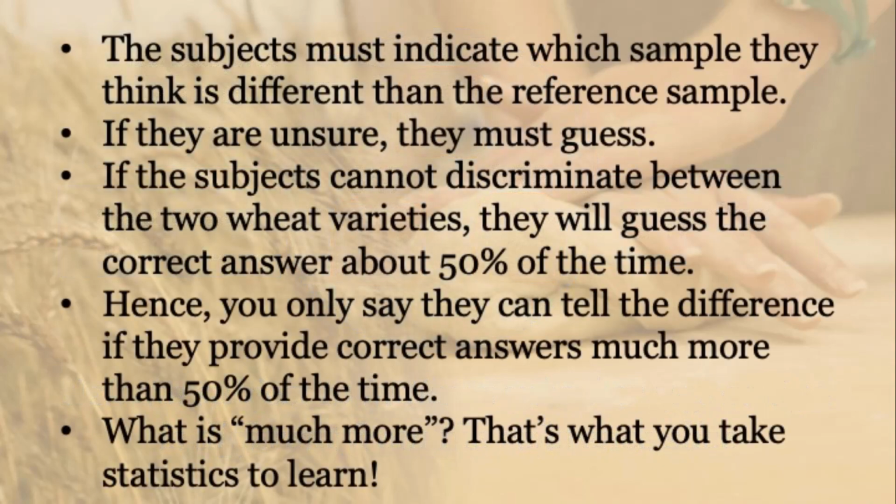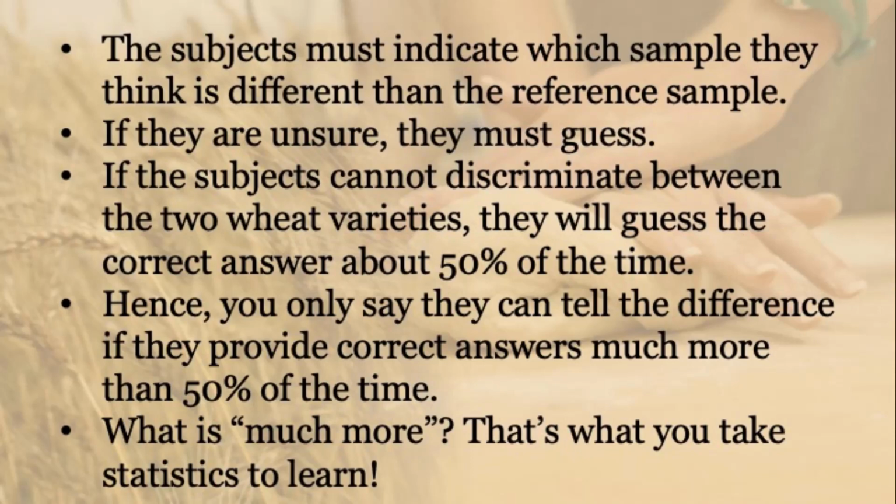Well, you might ask, what if people can't tell which one is different from the reference slice? Well, you have to make them choose something. So if they're unsure, they have to guess. What that means is that if people cannot tell which sample is different from the reference slice, they're going to guess it correctly about 50% of the time. So you can only really say that people can tell differences in the samples if they identify the correct one that's different from the reference slice much more than 50% of the time.